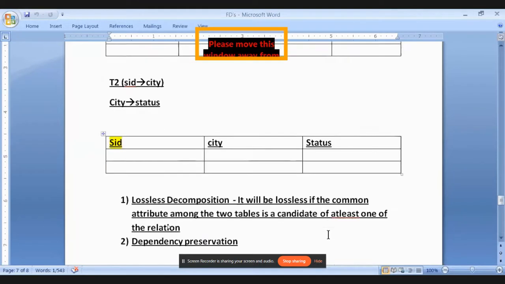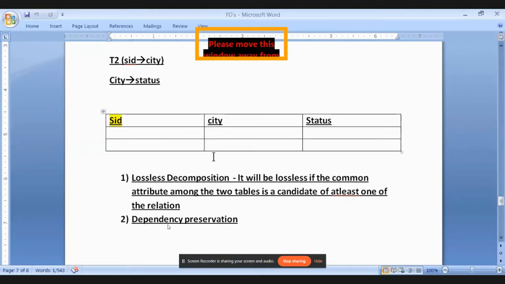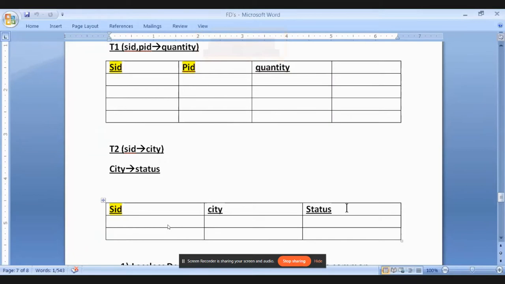Because there are two criteria for decomposition. What are the two criteria? The decomposition should be lossless and the dependency must be preserved. So here, in order to preserve the dependency, if I add status here in the T1 table, the dependency CT2 to status, which was present in the original table, was lost. I was losing that FD, but dependency preservation says that I cannot lose any FD. Hence, if I add status in the T2 table, then I got the CT2 to status FD back. Hence, I added it in the T2 table.